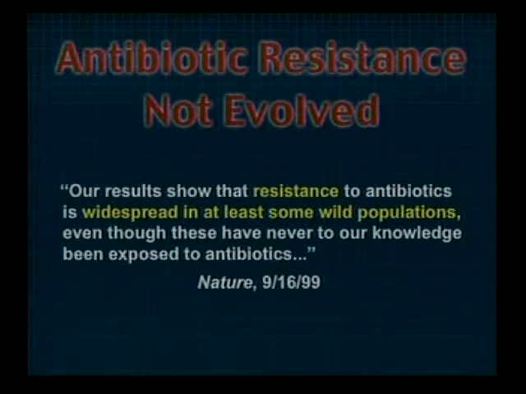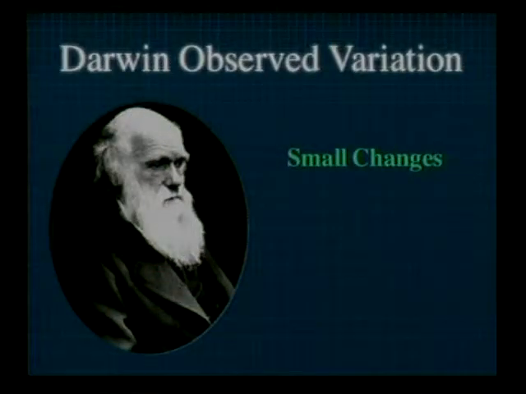In Nature, 1999, we read, "Our results show that resistance to antibiotics is widespread, at least in some wild populations, even though they've never, to our knowledge, been exposed to antibiotics." In other words, it exists already. It doesn't come about as a result of evolution. It's there, but you kill off the normal form and they take over. Darwin observed small changes, like the small changes in antibiotics.